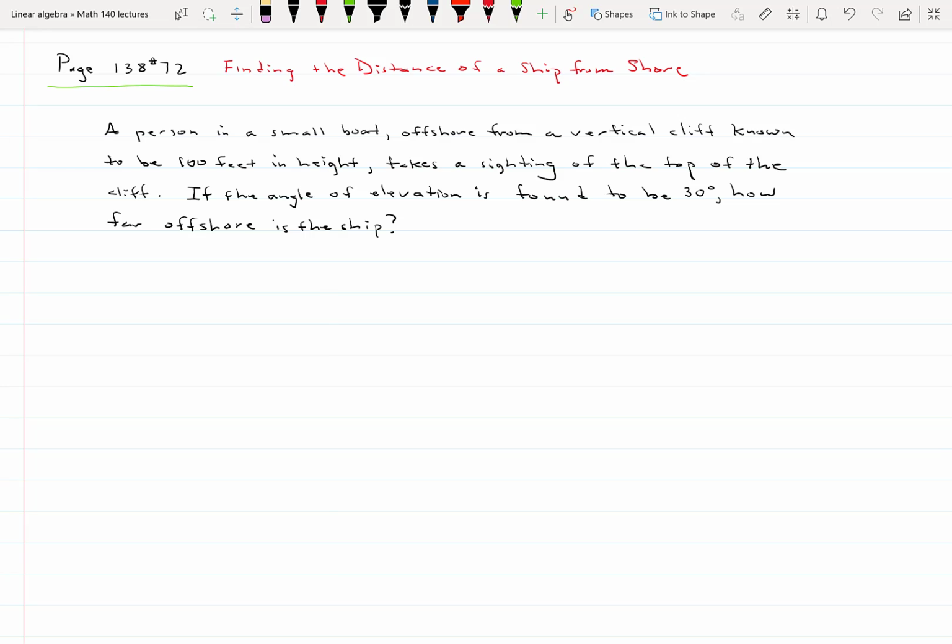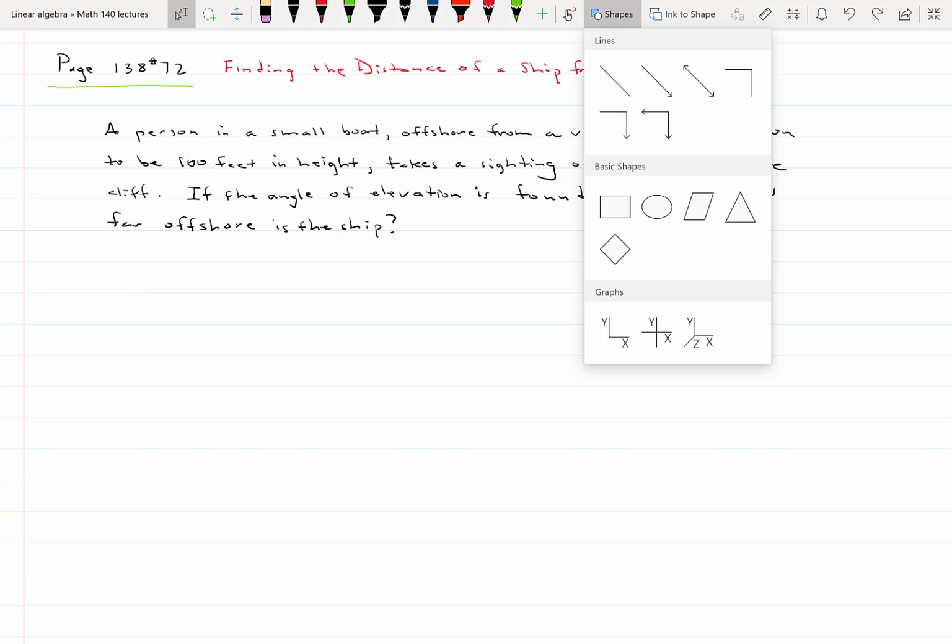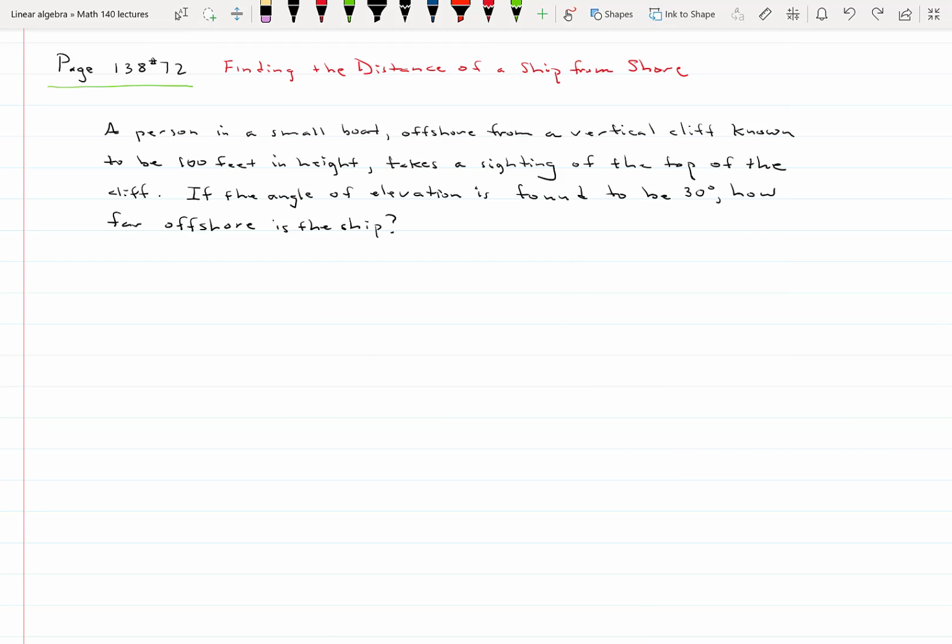Let's digest the problem a little bit. We start with a cliff that's known to be 100 feet in height. Give me a second here, see if I can draw this. I would like to use some straight lines. So here we go. Here's a cliff. Bear with me here. Here's some water. Yes, we can use a little blue here. And a person in a small boat offshore from a vertical cliff. So we'll put the guy in the boat here.